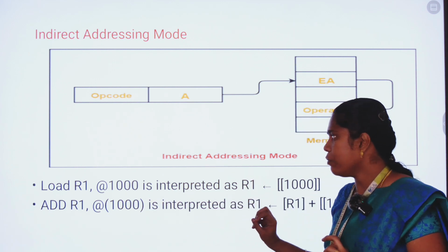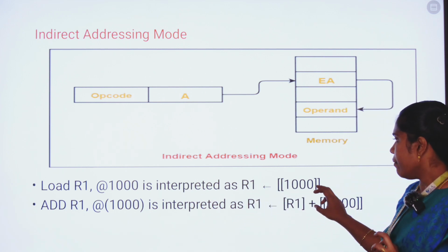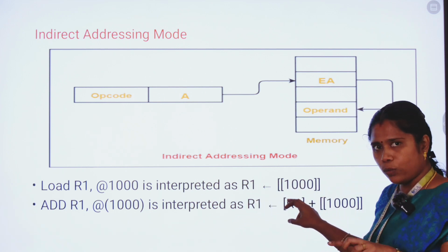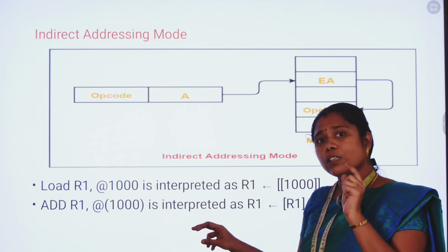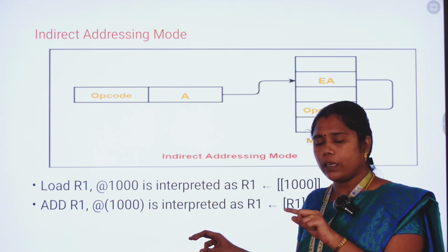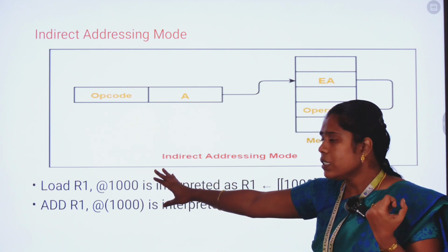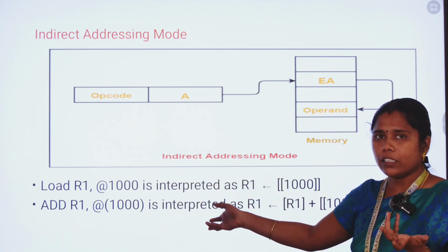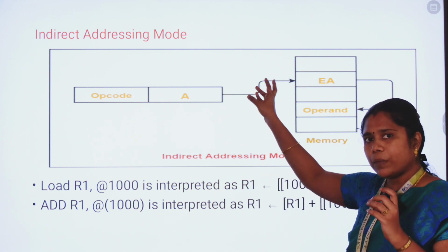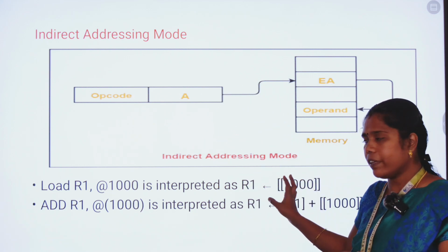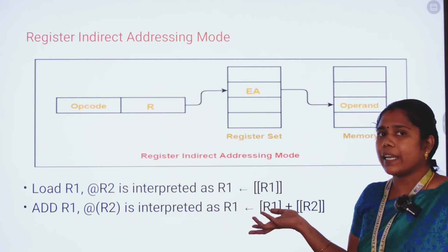Here is an example for that. Load R1, @1000. So what does it mean? We have to go to the location 1000. In that location, you are specifying the address of the operand. So you have to indirectly go to that location to fetch the operand, and load it into the register R1. Similarly, we can perform addition or any other type of operation. So take the effective address from the address location specified in the instruction, fetch the operand, and perform the operation.